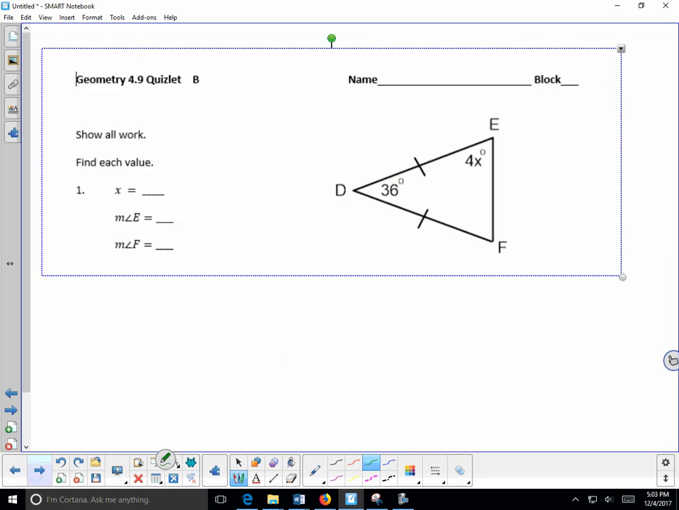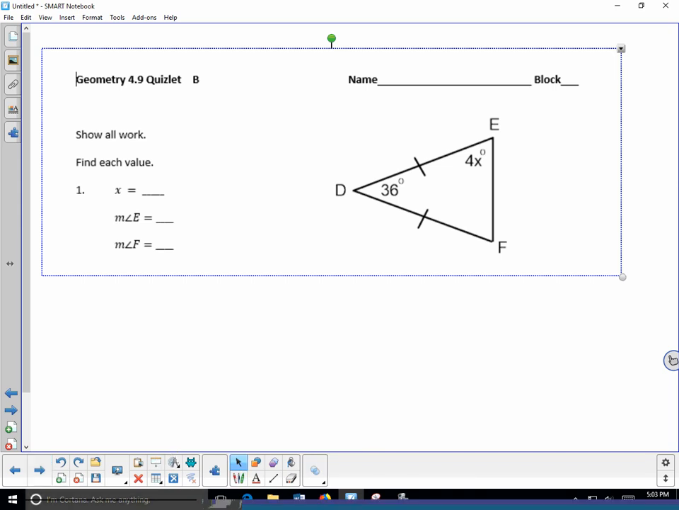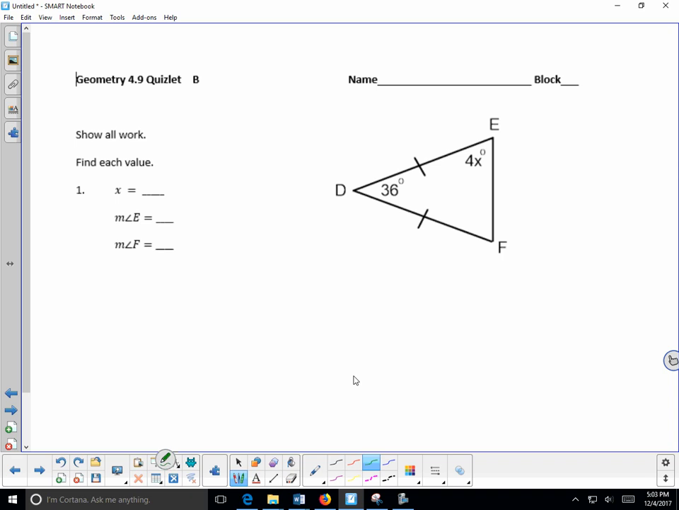All right, let's take a look at the similar problem from version B. Maybe you had this version. And so in this case, we're trying to find x here, and we can see that, again, segment DE is marked congruent to DF. So that means that this angle and this angle must be congruent. The angles across from the congruent sides are going to be congruent. So that means this angle here must be 4x also. So we get 36 plus 4x plus 4x has to add up to 180.